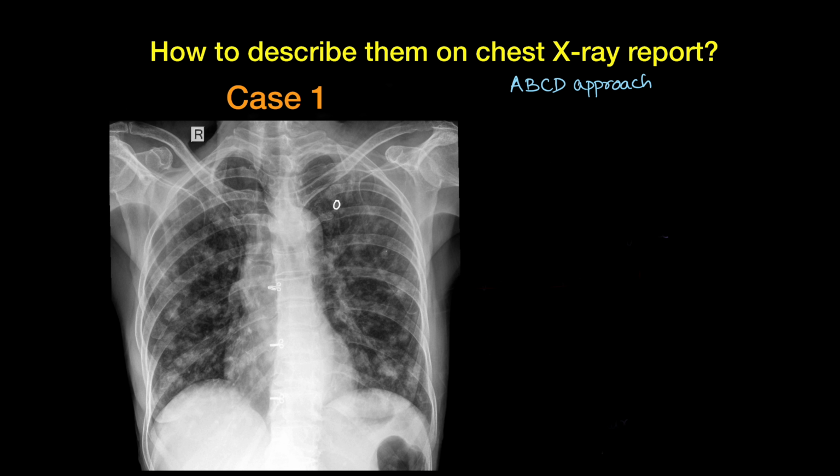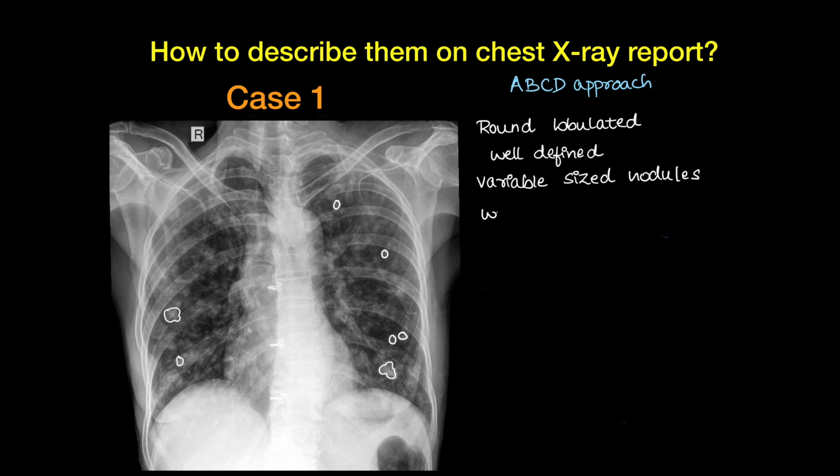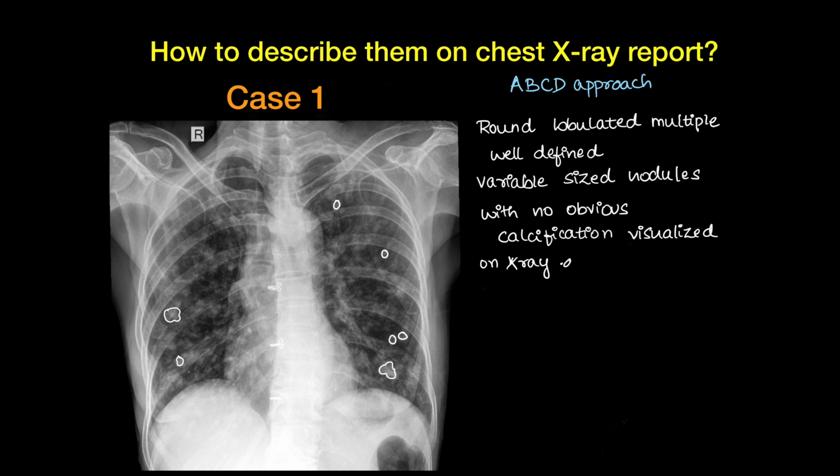Let's look at one case using the ABCD approach. You can see these nodules here. They are round nodules but with lobulated margins and very well-defined margins. You can see all margins clearly. They are variable-sized nodules with no obvious calcification seen on chest X-ray. That's very important. Calcification may be amorphous and may be seen on CT, but on X-ray there is no visualized calcification. Nodules are distributed in bilateral lung fields.